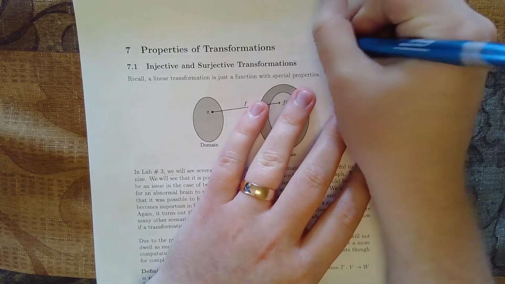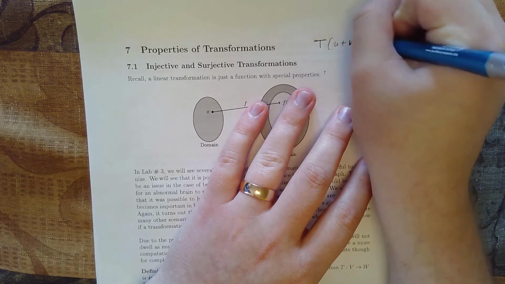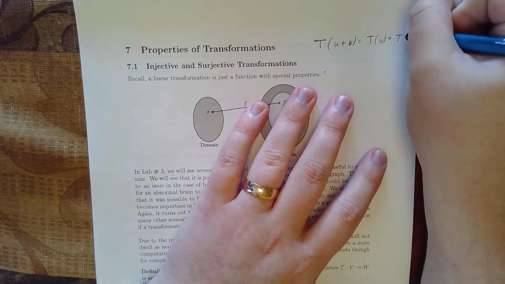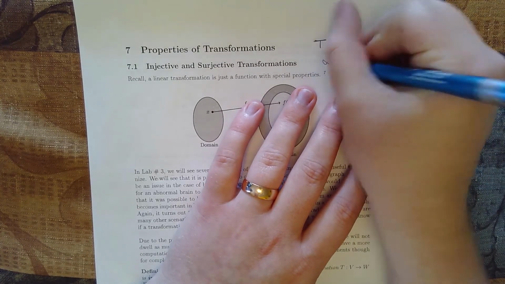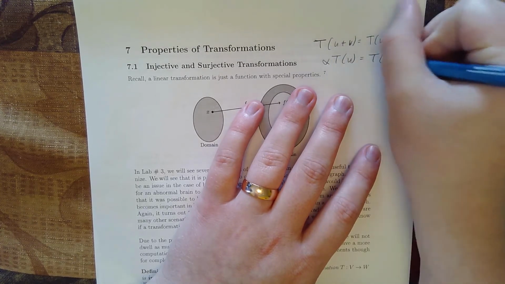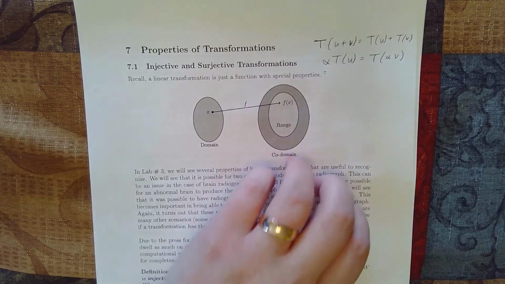The idea is that if you transform one vector plus another vector, you get the same thing as if you transformed the vectors individually before adding them together. It also has the property that if you multiply the transformed version of a vector by a scalar, that's the same as multiplying that vector by the scalar first and then doing the transformation.